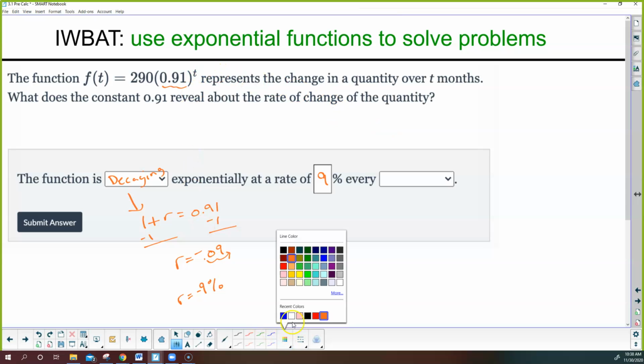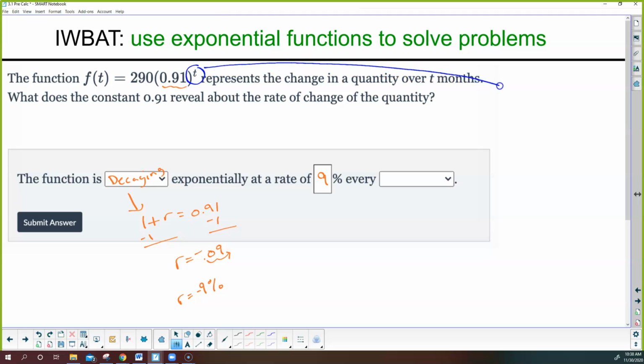Well, now I got to look at the variable in the exponent. It's just t. So in this case, t is going to represent 1, and then the units for this problem is month. We don't have to solve anything here, so it's just every month. So we're decaying 9% every month. And that's what we want you to think about when you're doing these problems.